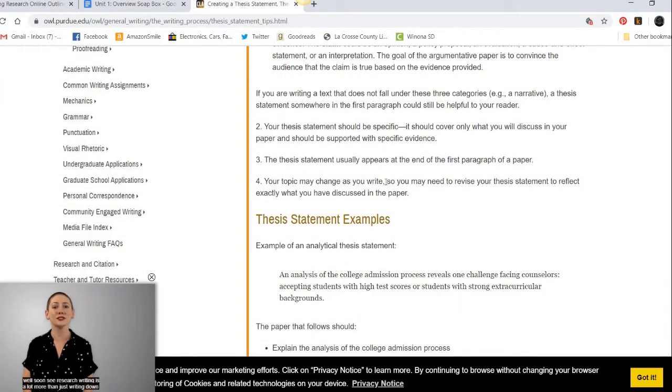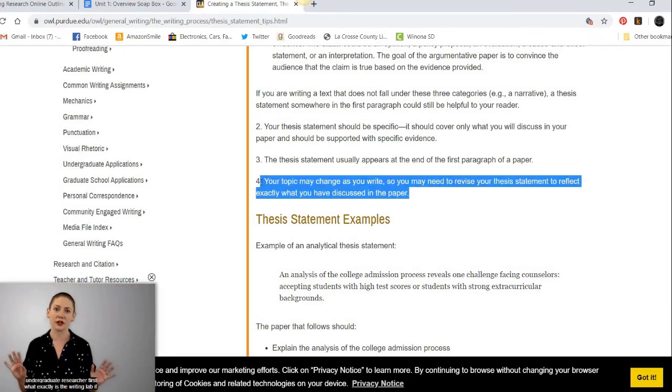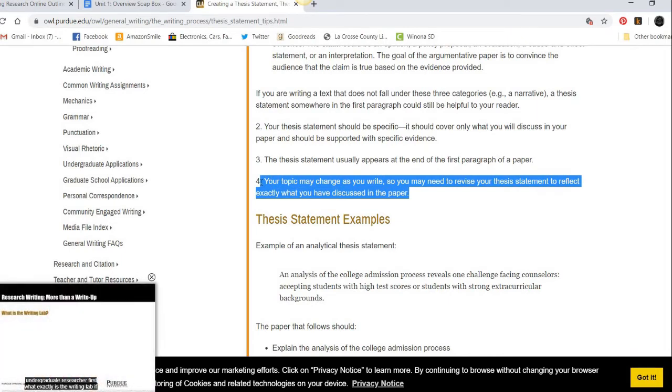Okay. Your thesis statement should be specific. Yes. A thesis statement usually appears at the end of the first paragraph. Correct. Your topic may change as you write, so you may need to revisit your thesis statement to reflect exactly what you have discussed in the paper. Yes. I love OWL for this reason. They are going to remind us that great, you start with a strong thesis statement, you find an amazing source later that disagrees a little bit, you can go back in and tweak, right?